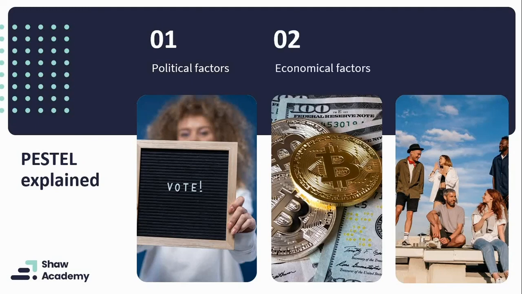So next up, we have the economic factors. And here we look at the economic performance of a country. These factors include economic growth, the exchange rate, inflation rate, interest rates, disposable income of consumers, and the unemployment rate of the country in which you are operating. These factors may have a direct or indirect long-term impact on a company.